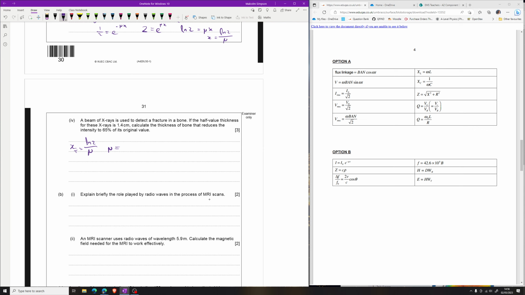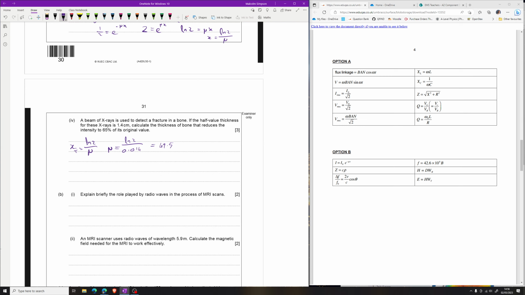I don't like centimeters, so I am going to change that to log 2 over 0.014. I'm going to get a value for mu. First things first, log 2 over 0.014 is 49.5.